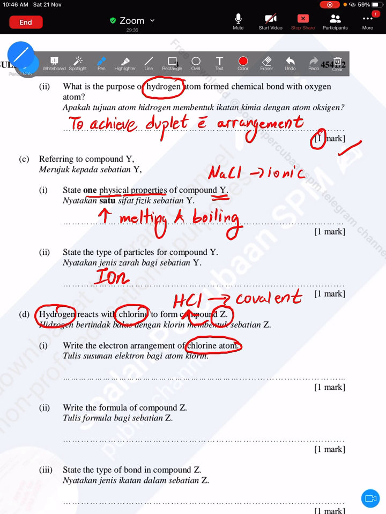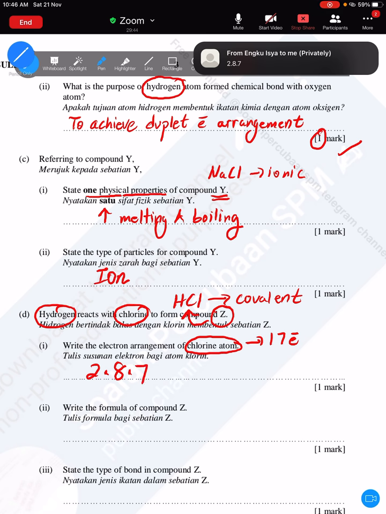So I noticed chlorine has 17 electrons. Therefore, it has 2, 8, 7. Pandai.